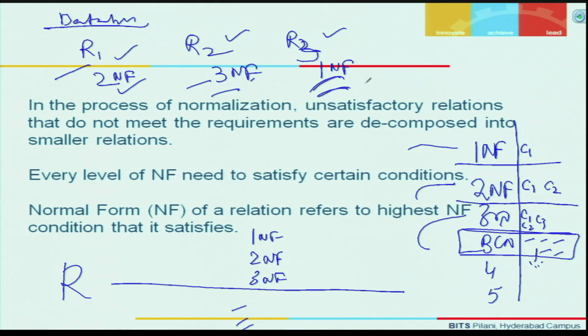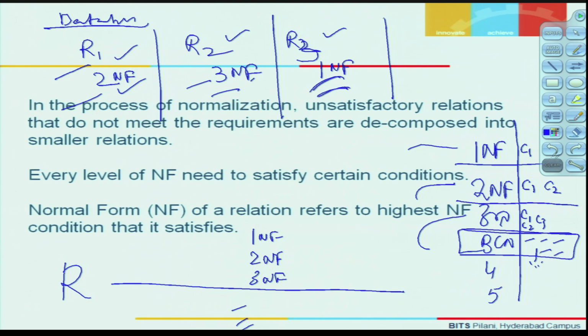It is 1NF. That is why I can say that the database is in 1NF independently. R1 is in 2NF, R2 is in 3NF, R3 is in 1NF. So that is the concept of normal forms.